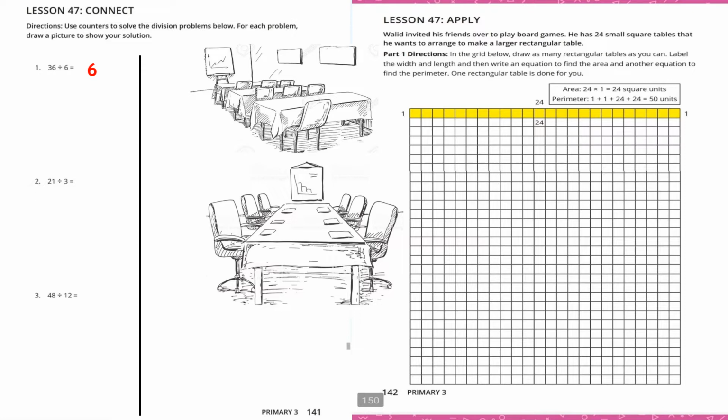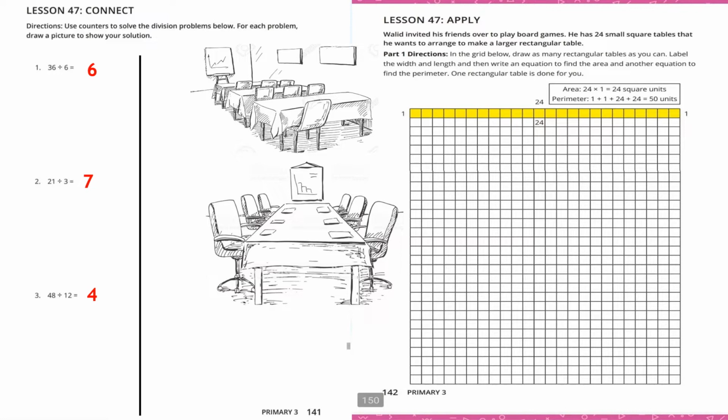In number 2, 21 divided by 3 equals what? We will ask ourselves, 3 times what will give me 21? 3 times 7. In number 3, 48 divided by 12 equals what? We will ask ourselves, 12 times what will give me 48? 12 times 4.